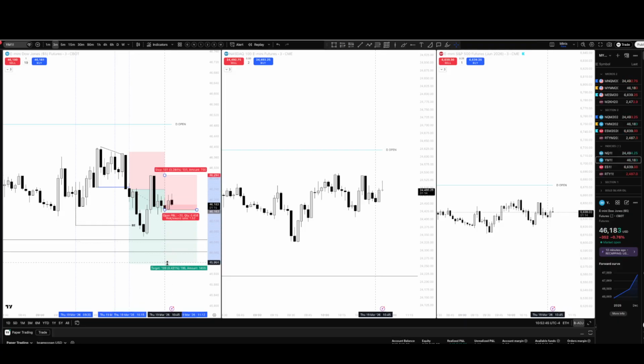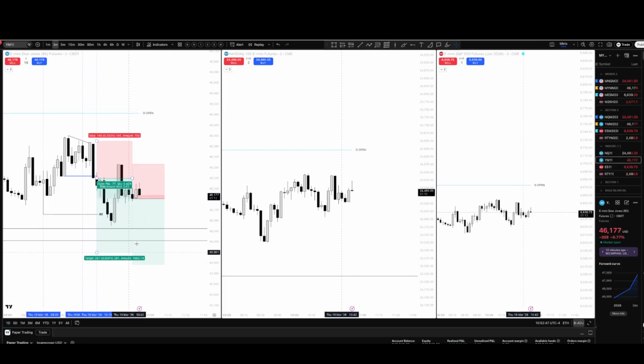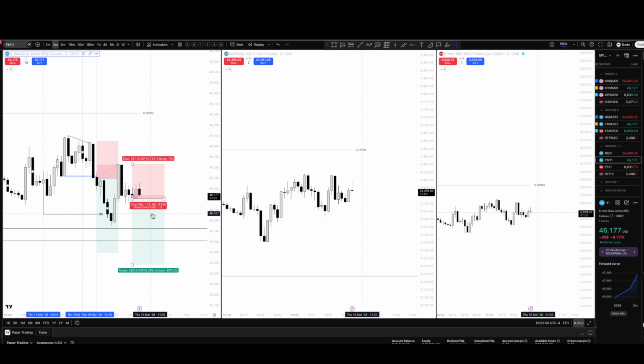At least for me, I just wouldn't want to trade something like that, because for one, this isn't a CISD. That's not a CISD. This is just a black candle. It's nothing crazy, you know what I mean? But with that being said, nothing here for me anymore.